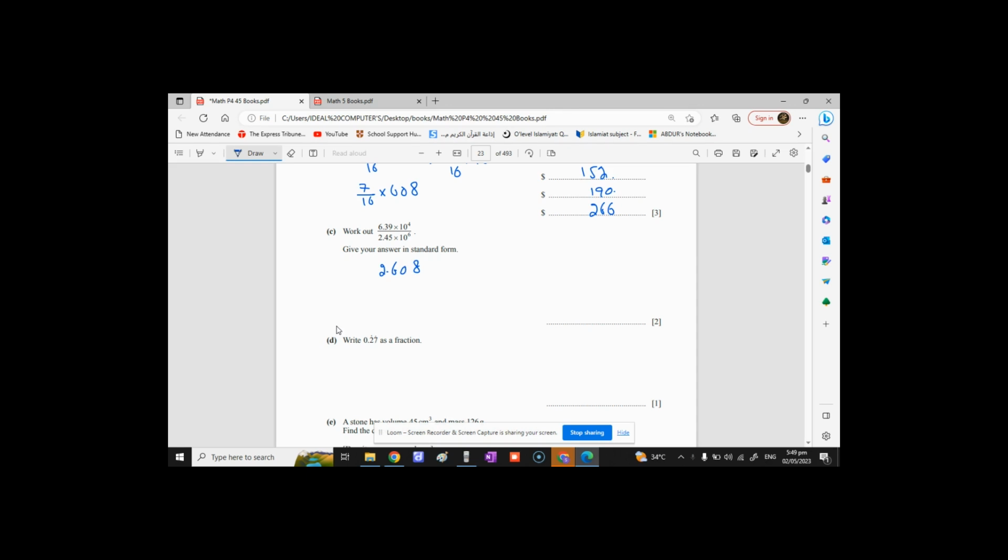2.608. And further what I can do, because we have 10 raised to power 4 and in the denominator we have 10 raised to power 6, so this 10 raised to power 6 will go up and it will subtract from 4. So this will become 2.608 times 10 raised to power minus 2. So this is our standard form.